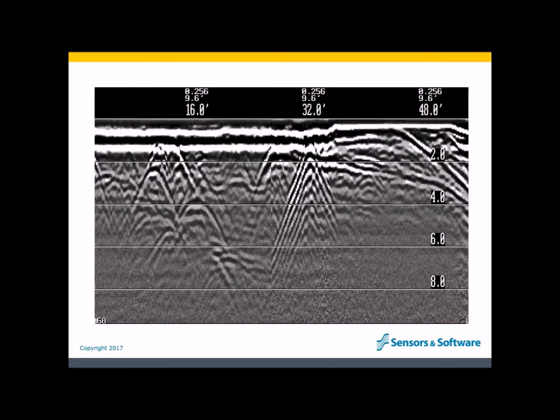Okay, continuing to interpret this line, we notice a strong white, black, white signal at the top of the section. What is this signal? You're going to see it on the top of every GPR section, but where is it from?